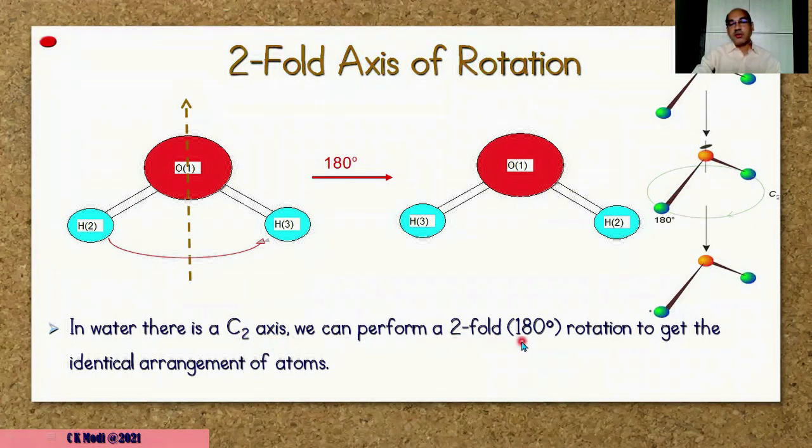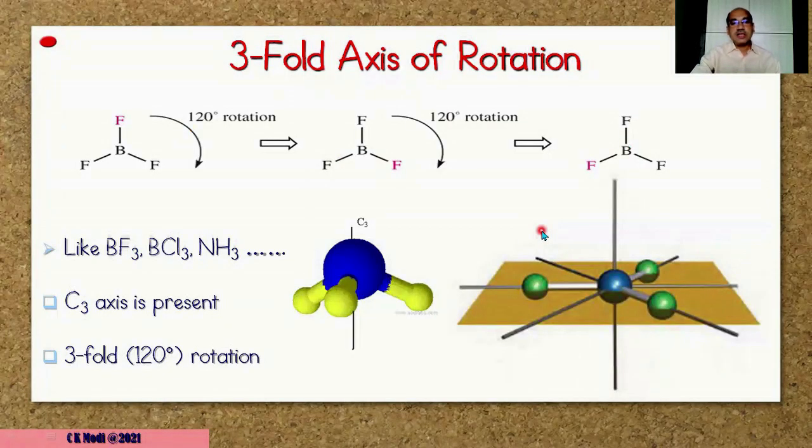So in water, there is a C2 axis, and we can perform a two-fold 180-degree rotation to get an identical arrangement of the atoms. So this is called a two-fold axis of rotation. In the same way, the three-fold axis of rotation. Like if we are talking about the trigonal planar structure, like BF3, BCl3. So in that case, for example, BF3. Boron is situated at the center, and the three fluorine atoms are at the edges.